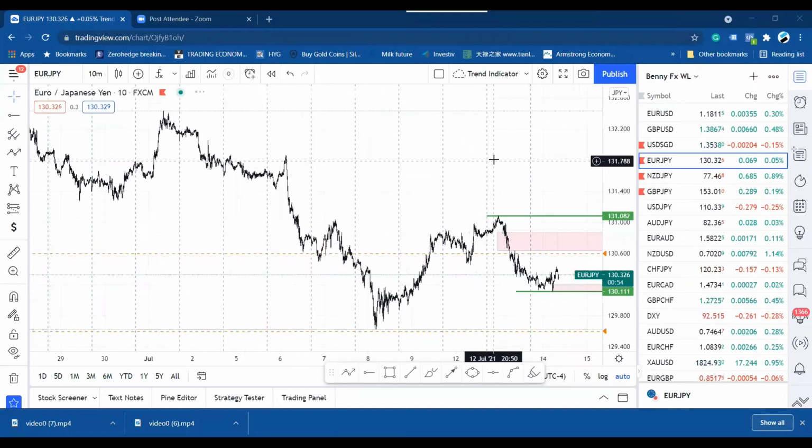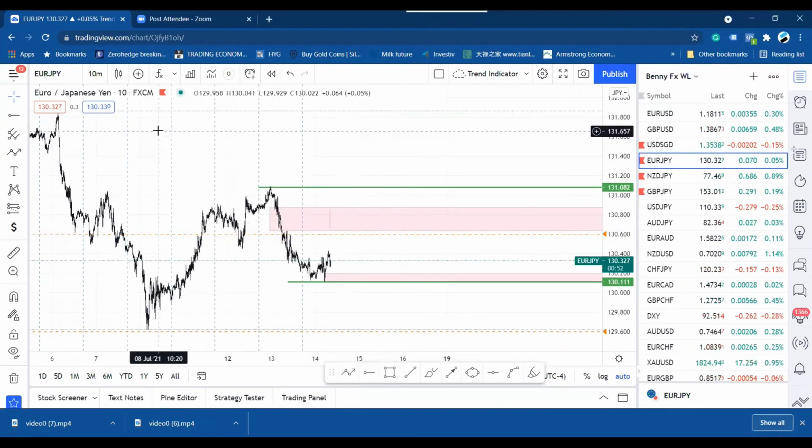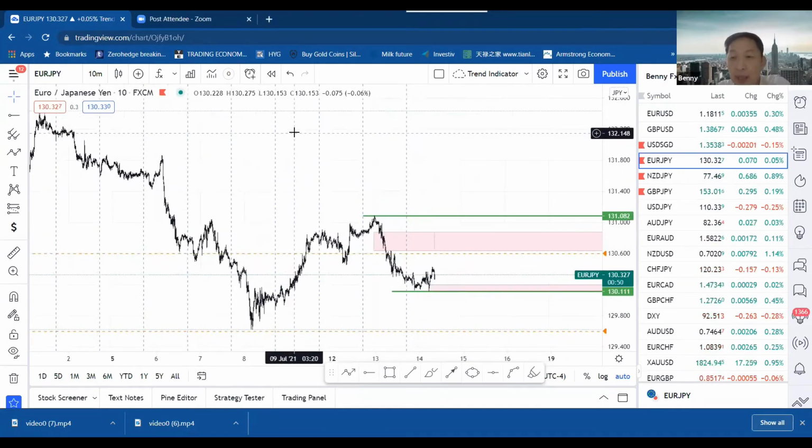Okay, so then we have to wait. These are the two pairs I have in mind for tonight. I don't see any other opportunity. But if you see any opportunity, you can always let me know, and we take a look at it.